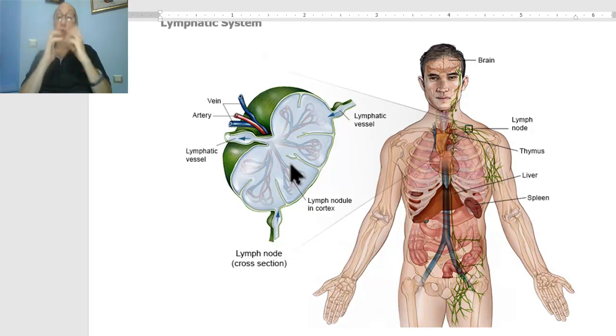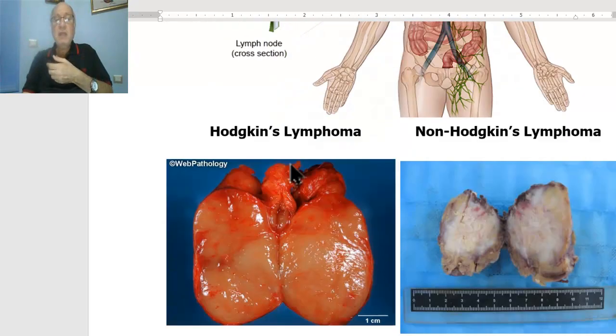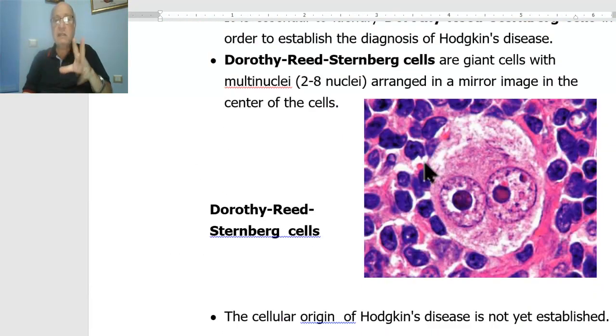The third histological subtype of Hodgkin disease is, under microscope, mixed cells are present: lymphocytes, eosinophils, plasma cells, neutrophils, any cell of the immune system. If there are mixed cells, this type is called mixed cellularity, and this carries a bad prognosis, very, very bad prognosis.